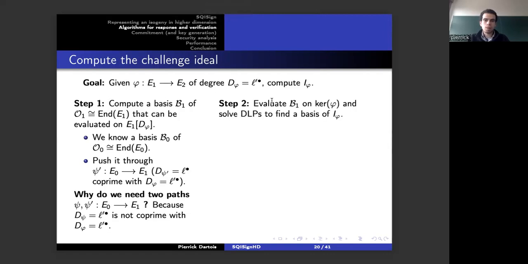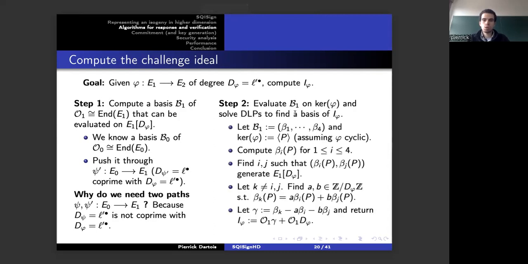So right now, once we have our basis, we evaluate it on the kernel of phi and solve some discrete logarithm problems to compute a basis of the ideal. I won't get into the details explained here. They can be found in the paper, and the algorithm actually is not new. It's due to Antonin Leroux. But basically the idea is that.